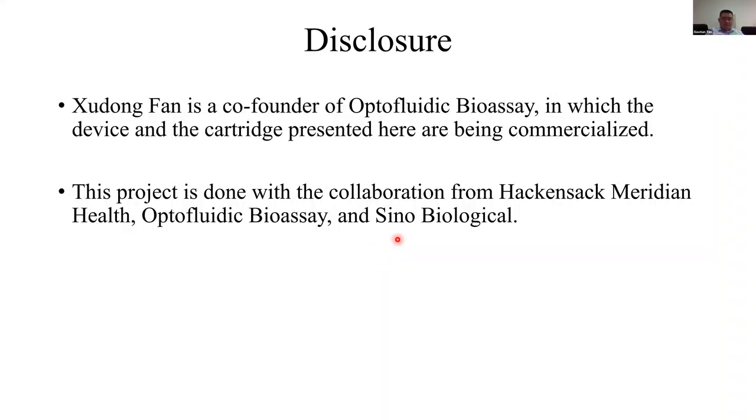The system we are using was developed in collaboration with the University of Michigan and the startup company Microfluidic Bioassay. Dr. Xudong Fan is a co-founder of this company, in which the device and the cartridge presented in this presentation are being commercialized. This project is done in collaboration with Hackensack Meridian Health, Microfluidic Bioassay, and Sino Biological.